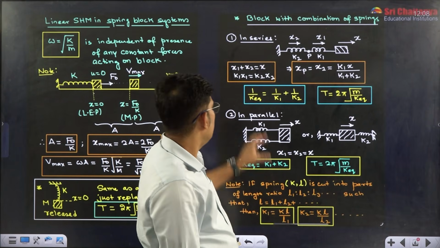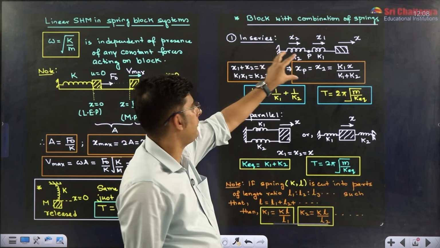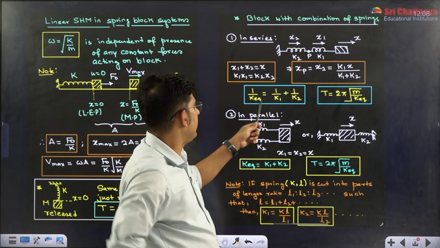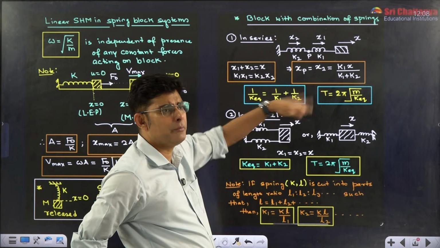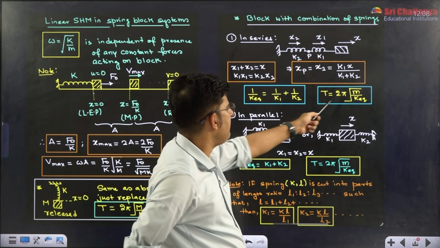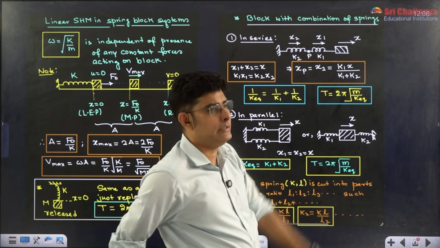Clear? And in series, if you replace it by a single spring, 1 by K equivalent is 1 by K1 plus 1 by K2 plus 1 by K3, as many springs as there are. Time period is 2 pi under root m by K equivalent.